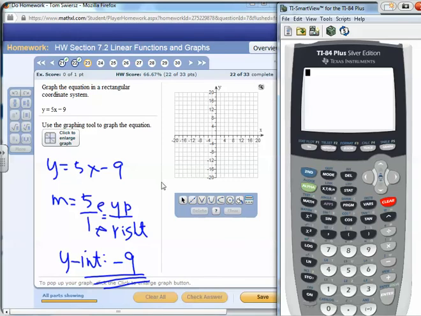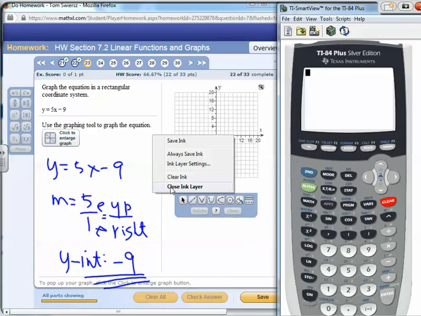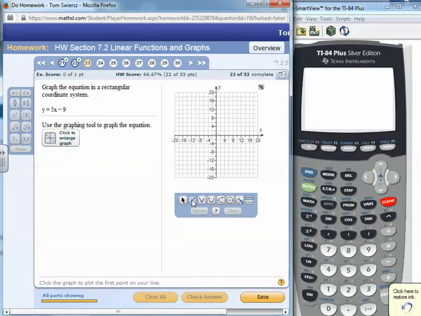So we know it's a line, so we're going to grab the line tool. First we graph the y-intercept, which was negative 9. So we go down to negative 9. It goes in increments of 2, so it's halfway between negative 8 and the next one, negative 10, right? And then we would go up 5, which would get us to negative 4, right? And then over 1, right there.